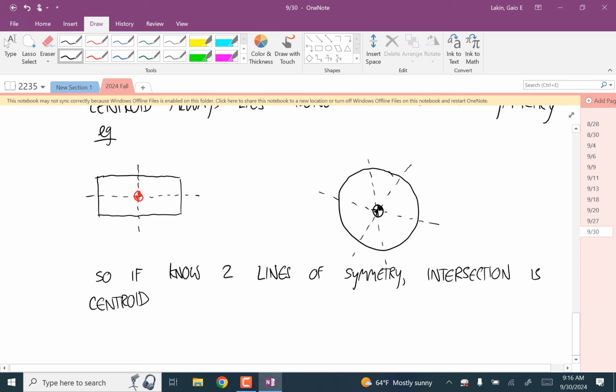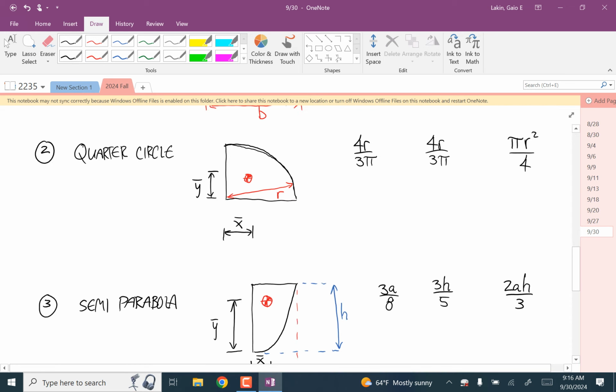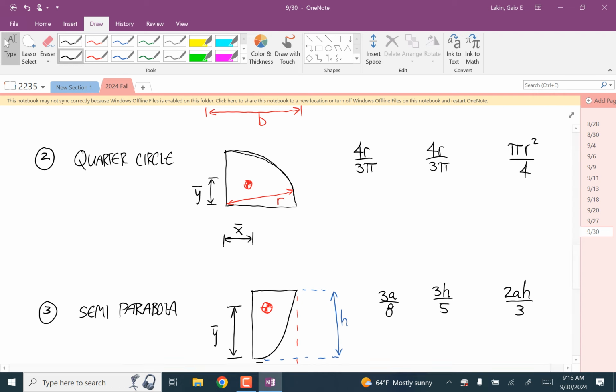If you only know one line of symmetry, it can mathematically reduce the calculations you have to do from calculating 2 dimensions to just 1 dimension. It's not always the most useful thing. Like, for example, look at this quarter circle. This is a line of symmetry, right? And so you know that the centroid has to lie along that line, but that's not a super useful thing. It's really easier to just apply that formula 2 different times, instead of changing your whole coordinate system.